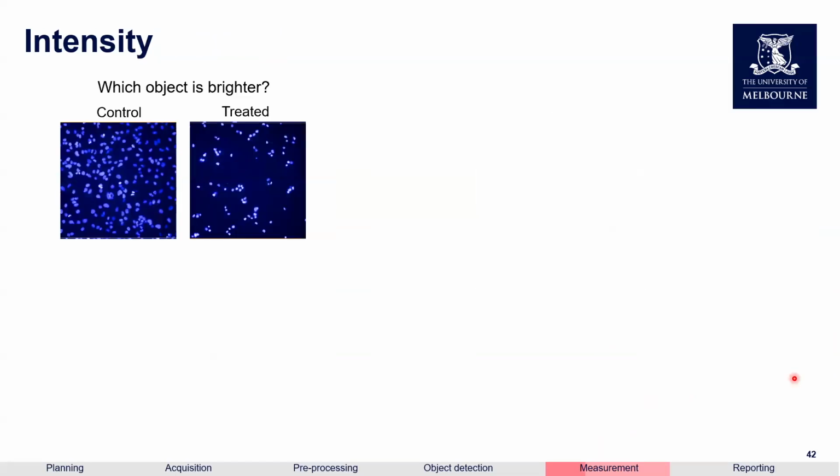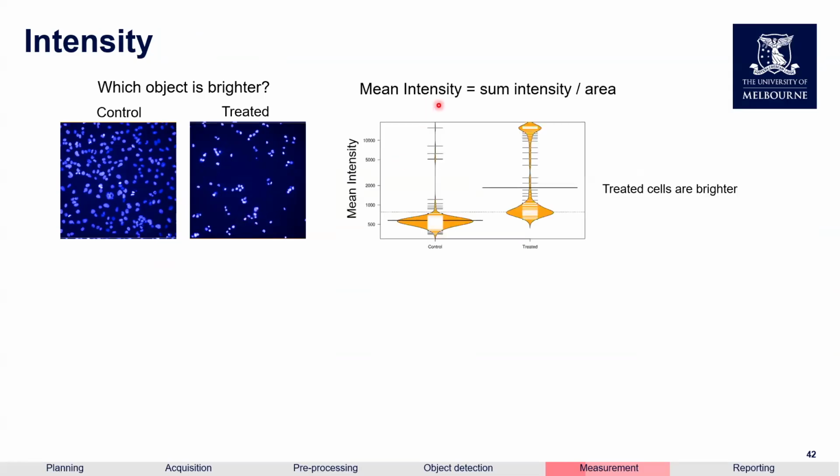The next common measurement is intensity. If we would like to compare, say, the brightness of the objects in these images, then the mean average intensity would be the right choice, because the mean intensity is the sum of the total intensity value divided by the area of the object. So this represents the standardized intensity regardless of the size of the object. That's why the mean intensity can be used as a general measure of staining.